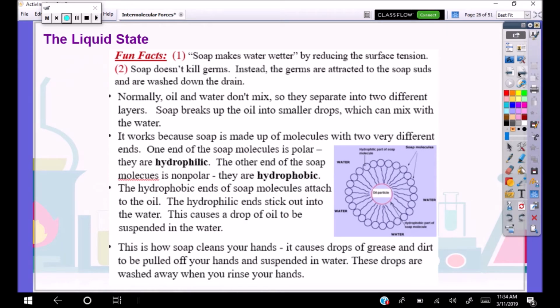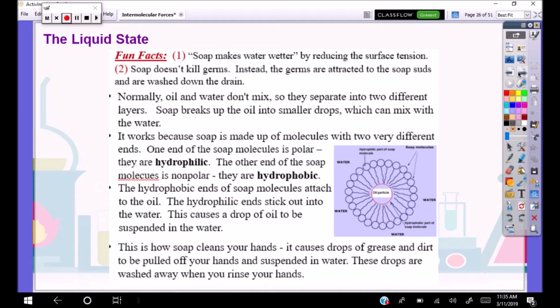So some fun facts, which you don't necessarily need to know, but if you want to take a look, it is very interesting and a good real-world application. The reason we use soap is because soap particles can reduce the surface tension. It doesn't actually kill the germs, it just surrounds them in what we call micelles. Micelles are your soap suds. It's the fatty acid chains in the soap, and the soap breaks the oil into smaller drops, and then it can mix into the water more efficiently.